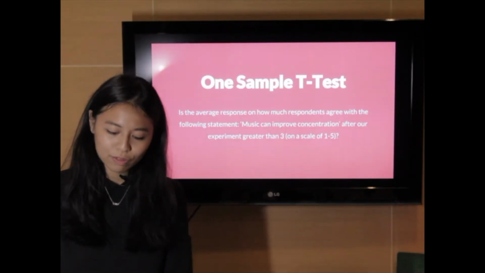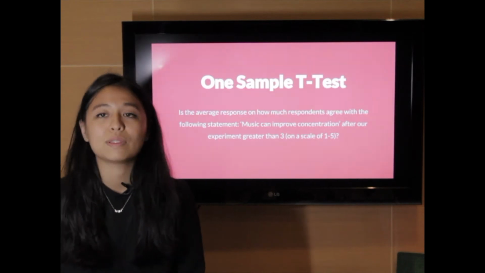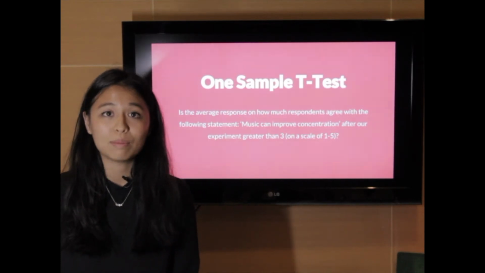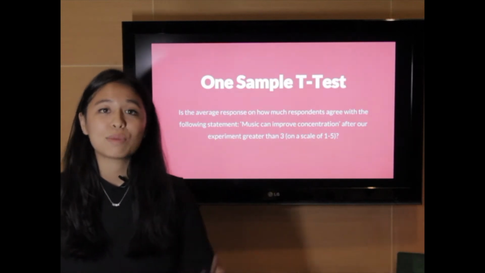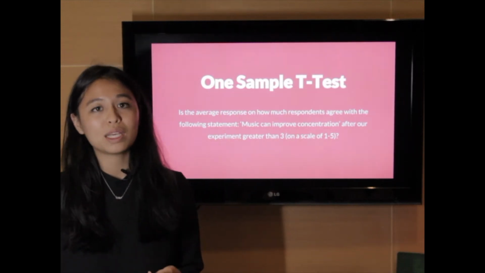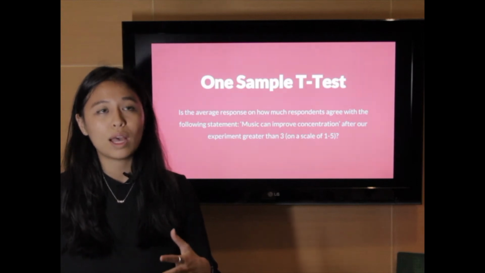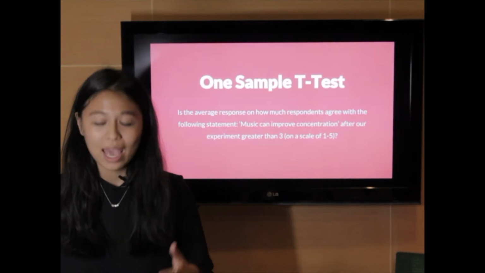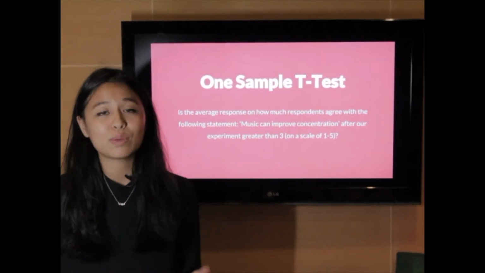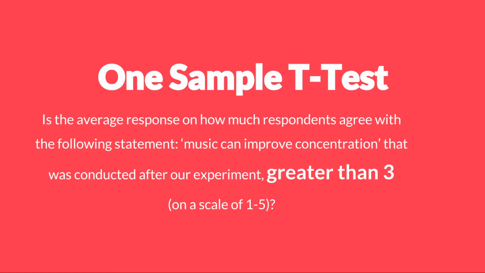All right, so for the first question, it's a one-sample t-test where we will be comparing one scale variable to a mean. As you may recall, in our previous study, we collected the data of how effective our respondents thought that music was for their concentration task. So for this question, as it was on a scale of 1 to 5, we hypothesized that people would generally have a mean that would be greater than 3.